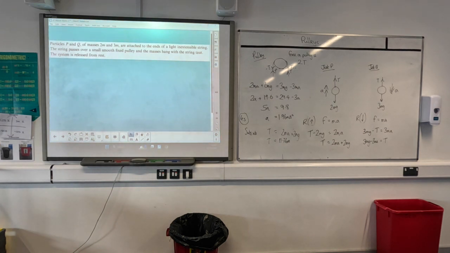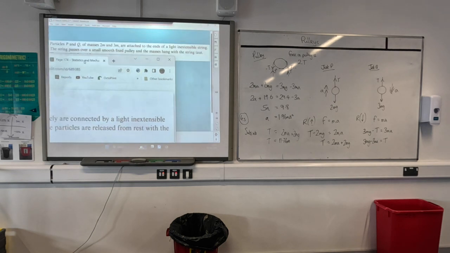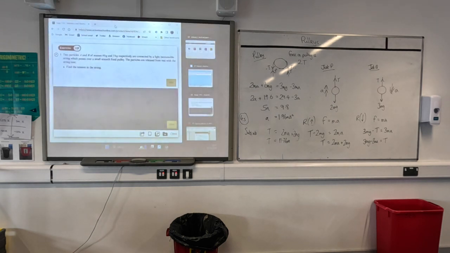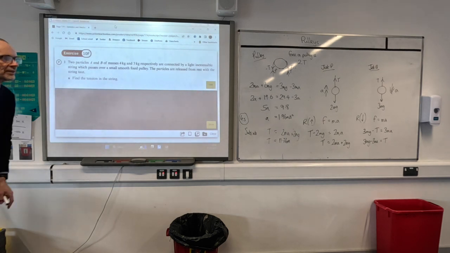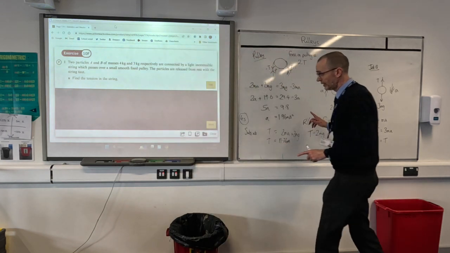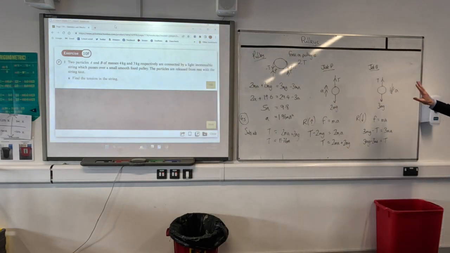So we've looked at this system from the point of view of P, the point of view of Q, and from the point of view of just the pulley. Now the M made that a little bit fiddly, so let's do, and this is from page 177, I believe, question 1. This is one where we've just got numbers. So can I get you to work out not just the tension, but the acceleration in this situation? Very, very similar to this. So consider just A and just B.